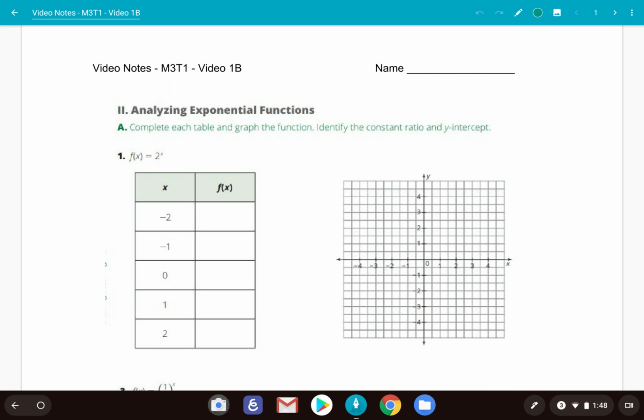Let's go ahead and complete this table, and then we'll graph the function. Lastly, we'll identify the constant ratio and the y-intercept. Just a quick review from yesterday.